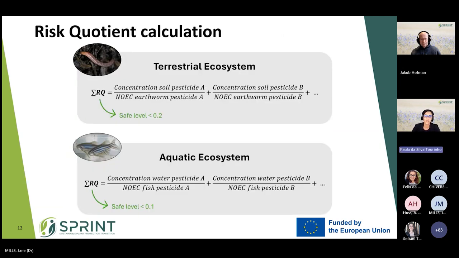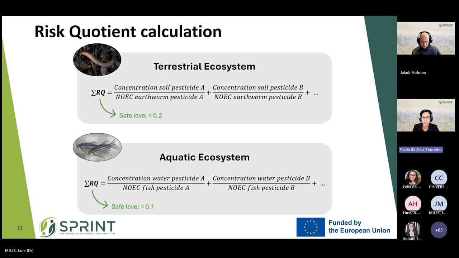And then we calculated a risk quotient. For the terrestrial ecosystem, we used the concentration measured in the soil, and we divided that by the toxicity threshold, which is the NOEC for earthworms. In the aquatic ecosystem, we used the concentration in the water samples, and we divided by the NOEC for fish. And what we did, we summed up these risk quotients of all pesticides detected in each sample. So the sample would have a cumulative risk quotient.